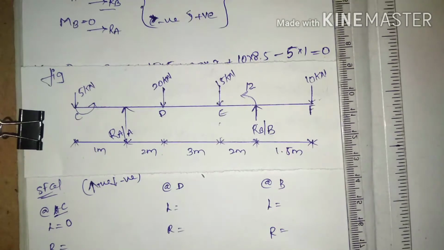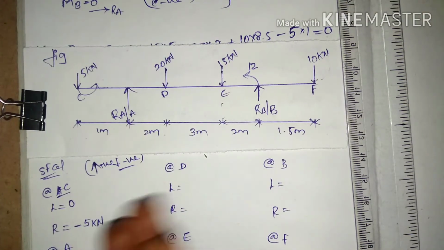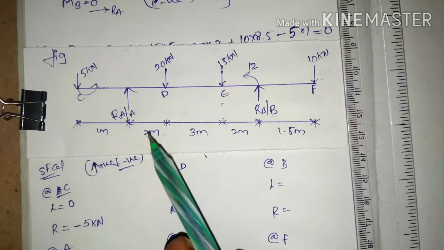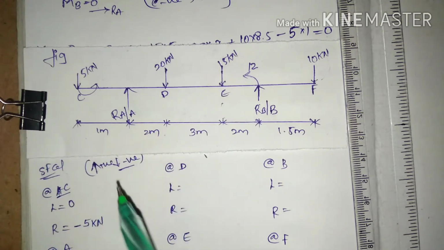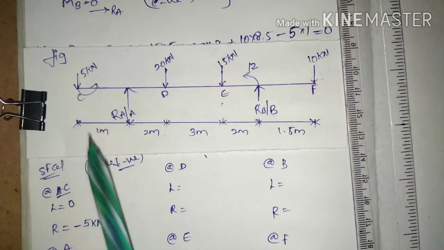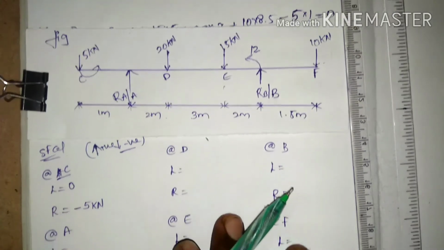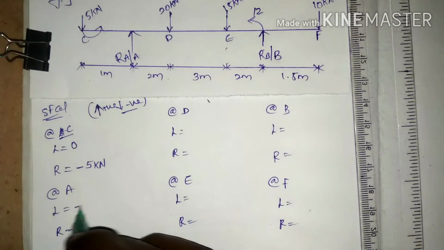If I stand just right of C, I find a downward force with a magnitude of 5 kilonewtons, so I take the negative sign in front of this 5 kilonewtons, that is minus 5 kilonewtons, acting on this beam. And next, moving on to A, in between C and A there are no loads or moments, so for the left of A we continue with the same 5 kilonewtons, so I write here minus 5.